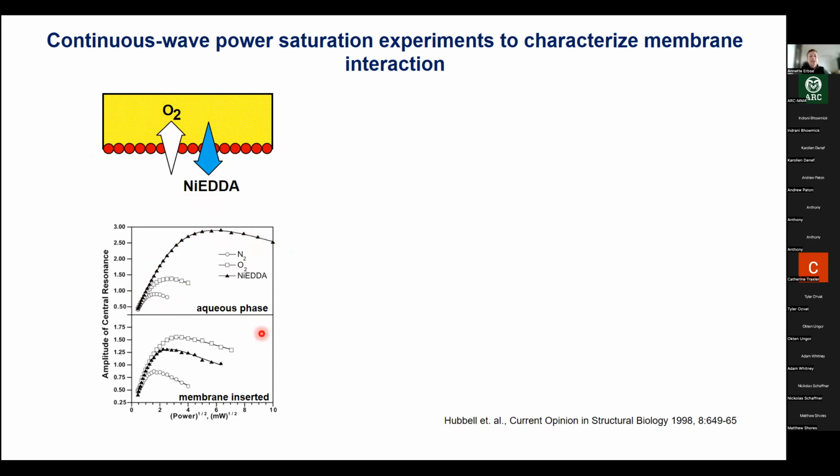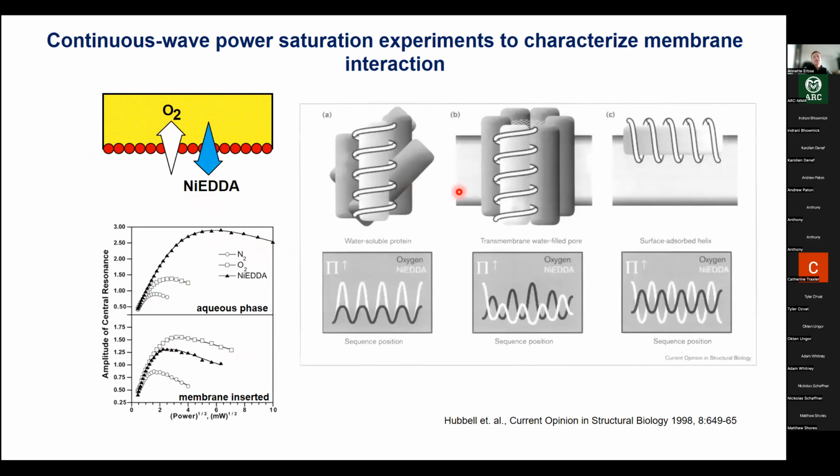And if it's attached in a position that it's inserted into the membrane, then oxygen will do the best job. And that will help you, for example, to do something like this. So this is looking at an alpha helix. And if the alpha helix is in a water-soluble protein, both accessibility parameters, oxygen and nickel, oscillate in phase.